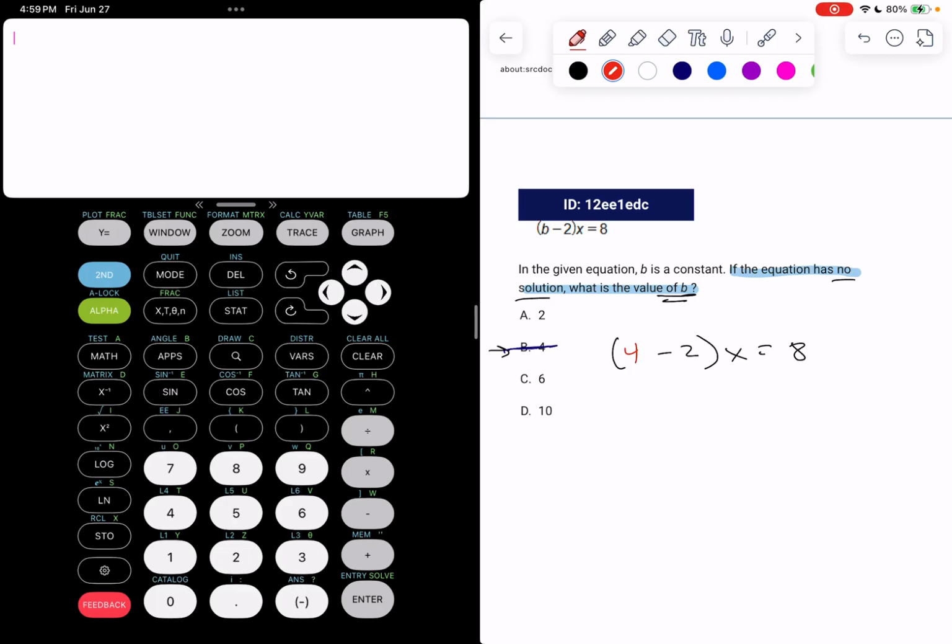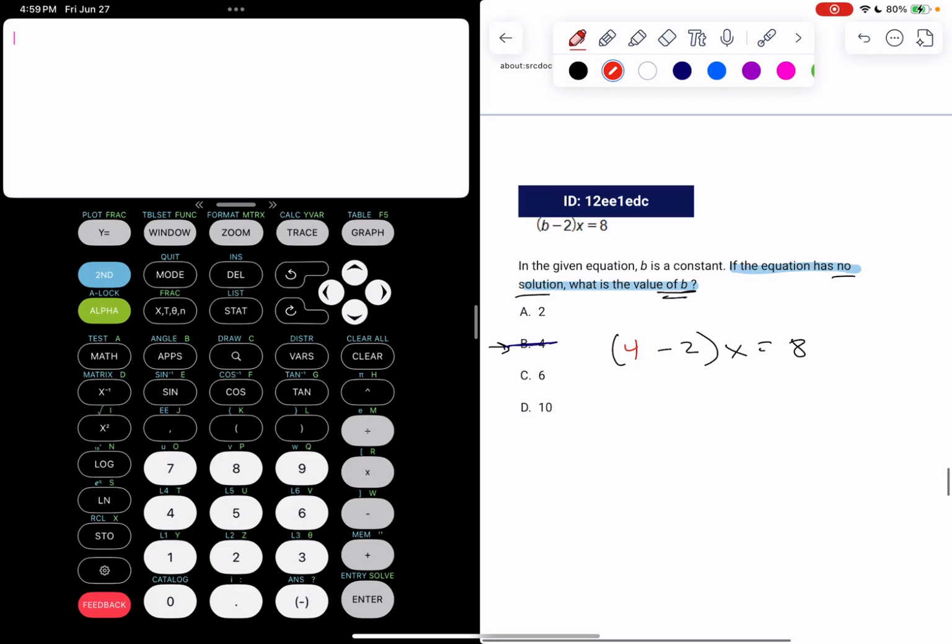So let's try, I don't know. Let's try 6. Let's put a little 6 in there. That'll give us 4 times x equals 8. Well, if I divide both sides by 4, I'll get x equals 2. Wait a minute, that's a solution. I wanted no solution. So let's get rid of this guy. Okay, let's try again. Let's try 10. I'm going to pop a 10 in here. Okay, that's 8. 8x equals 8. Divide by 8. Oh no, I got another solution. 1 is a solution. I don't want that. All right, guess I got a little unlucky on this one.